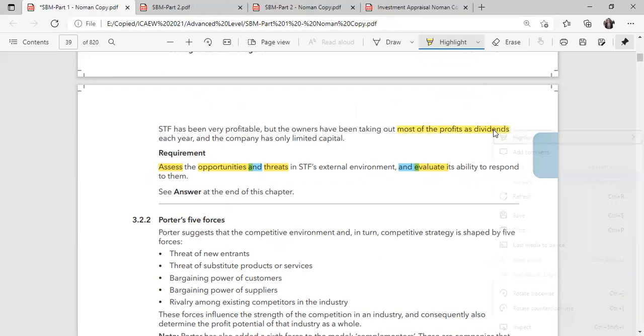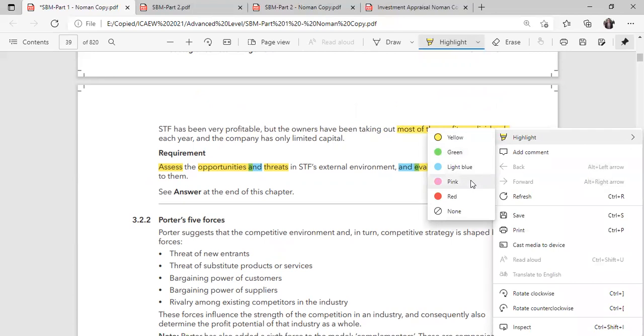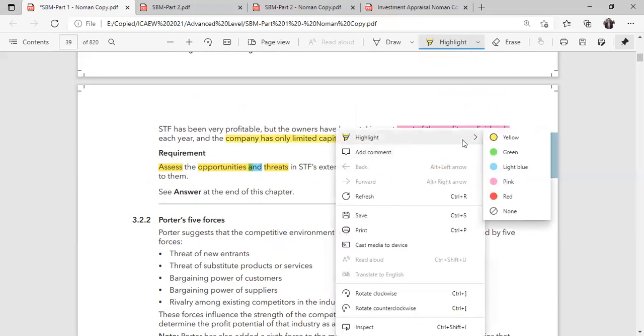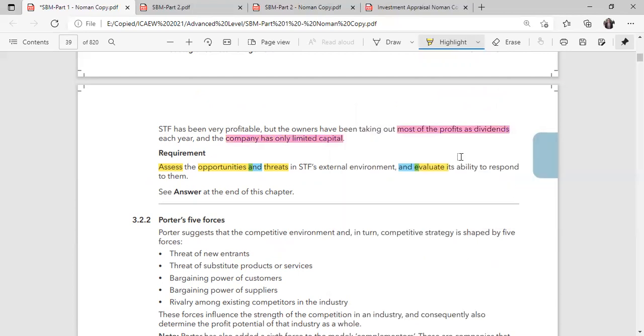So we should highlight this with another color. Yes, it makes me worried. There are a lot of growth opportunities, but you are paying out dividends each year, and the company has only limited capital. So that is a problem. The biggest problem with SCF is here now. So you have to be very, very careful.